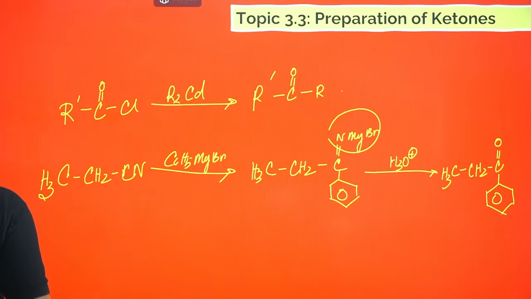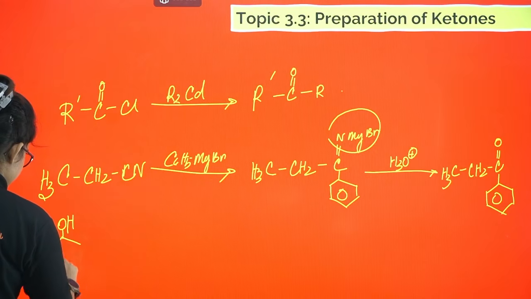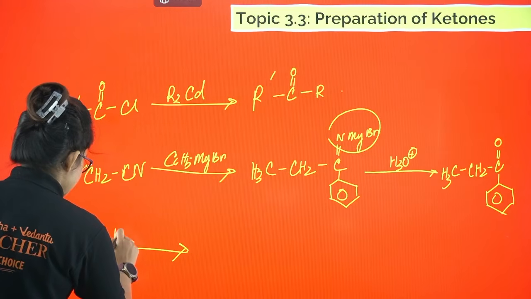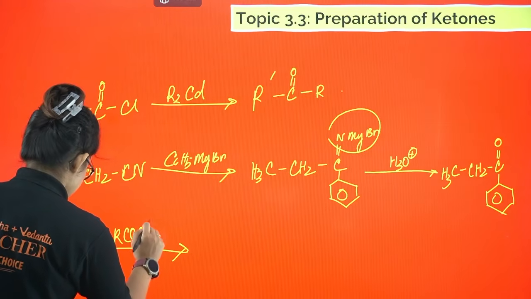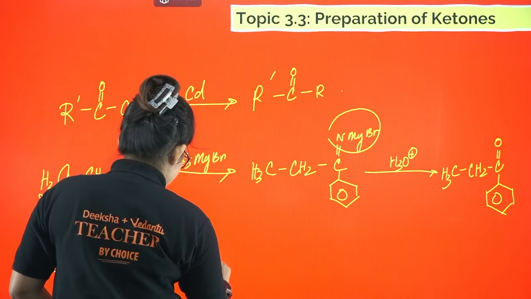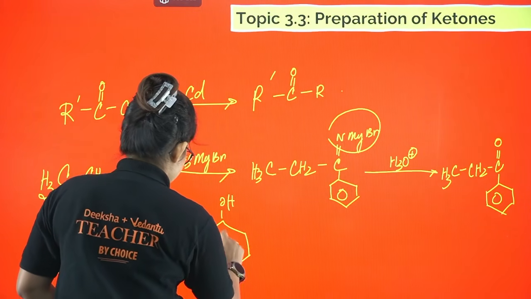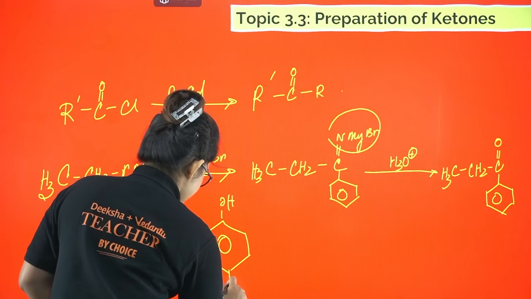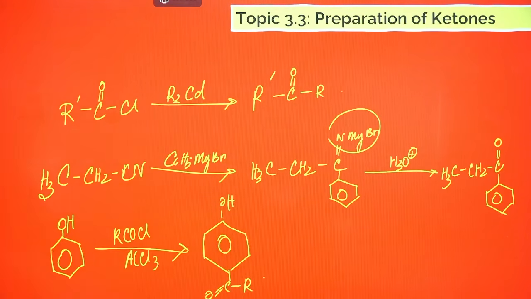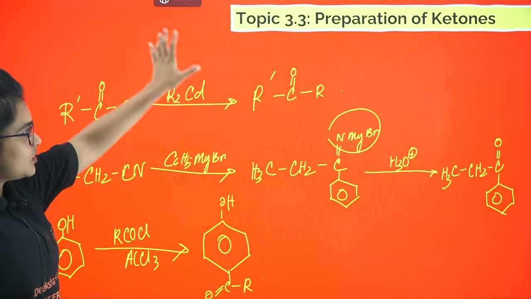One more, that is substituted benzene. Let's say I'm proceeding with phenol. I am giving here RCOCl in presence of aluminium chloride. I will end up with, this is Friedel-Crafts acylation reaction basically, I will end up with para substituted COR. This is Friedel-Crafts acylation. I guess this is clear. These are all the probable preparations of ketones.